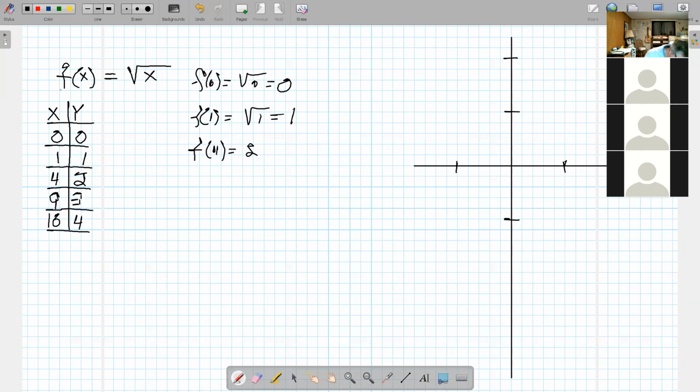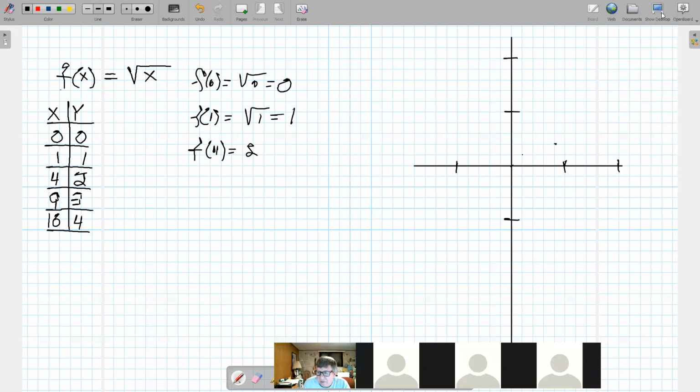I know this is ridiculous. Okay. So let's plot those points. 0, 0 is right here. 1, 1 is right there. 4, 2 is right there. Oops. 9, 3. I gotta move my hand out of there. 9, 3 is right there. 16 is off the graph, but so I get this picture.